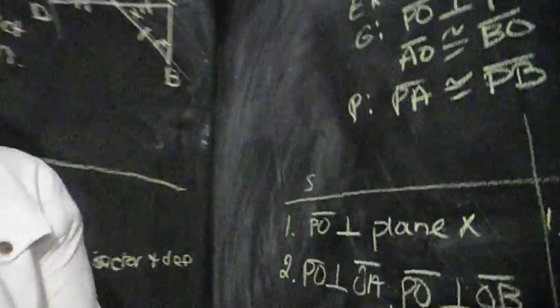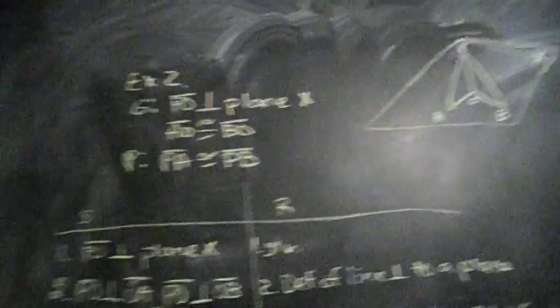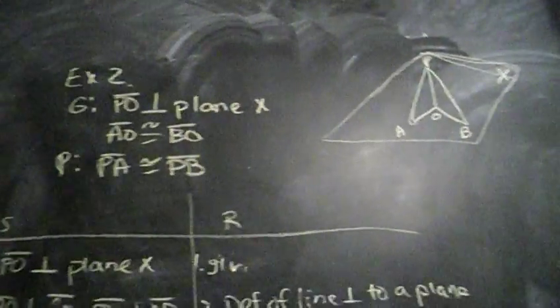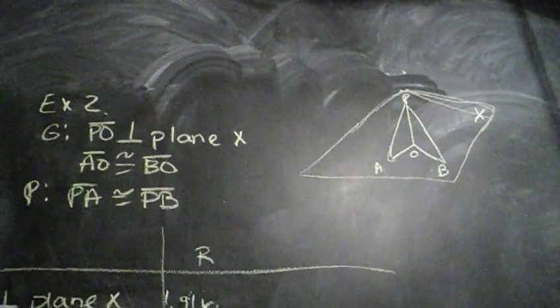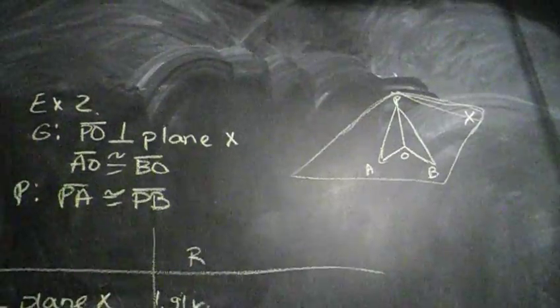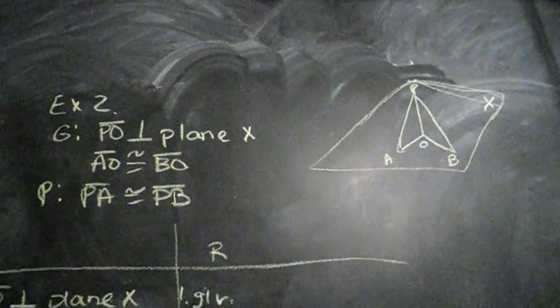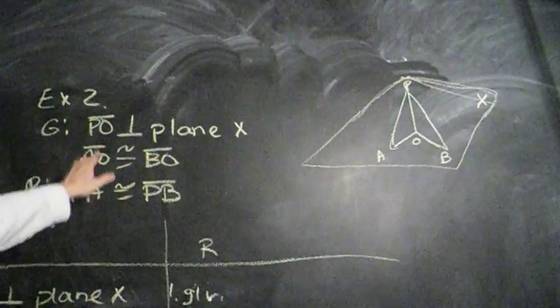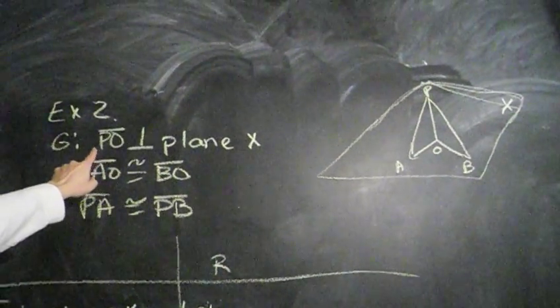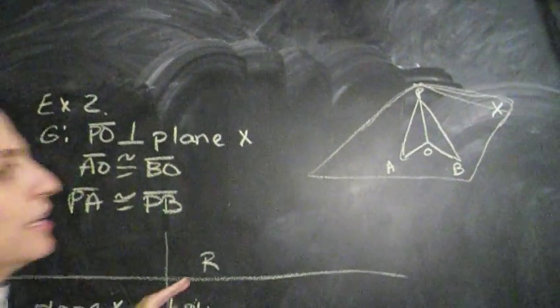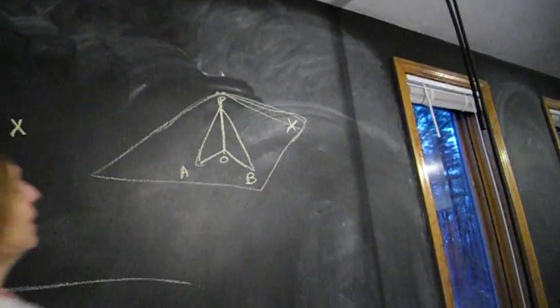Okay. Now, we've got example 2. This one's a little more difficult to draw. I do want these drawings in your book. Just do your best. I had a hard time drawing it myself. You know my drawing skills anyways. So, given PO is perpendicular to the plane X. Here's my plane X. The girls are laughing over there. Here's PO. So PO is perpendicular to X.